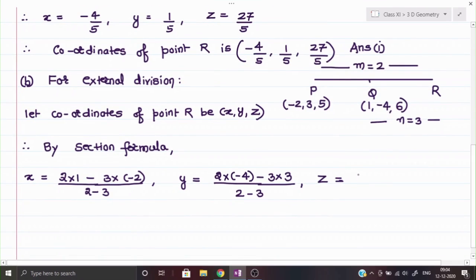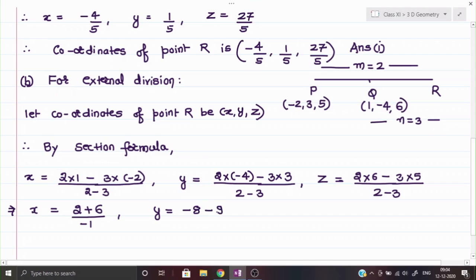2 into 6 minus 3 into 5 whole divided by, again, 2 minus 3. So we can write down the value of x is 2 plus 6 upon minus 1. Y will be equal to minus 8 minus 9 upon minus 1, and in the same way z will be equal to 12 minus 15 upon minus 1.